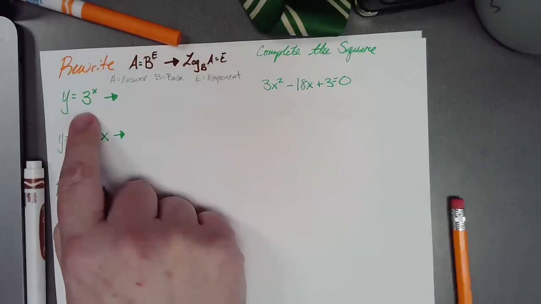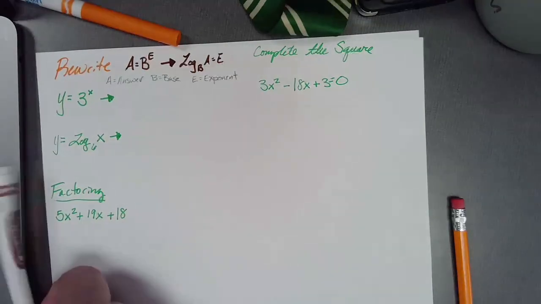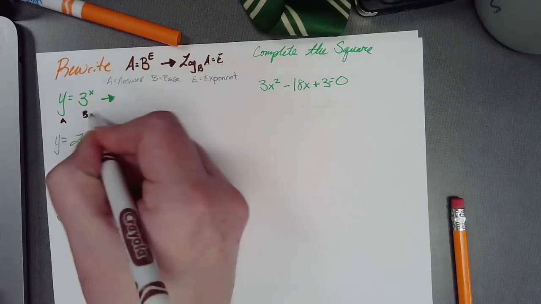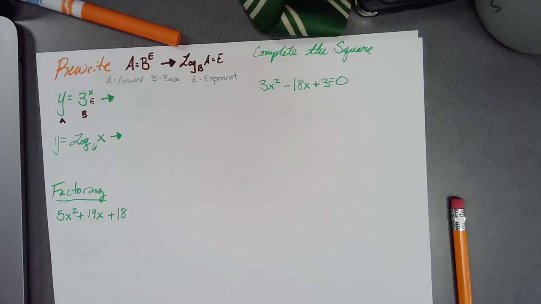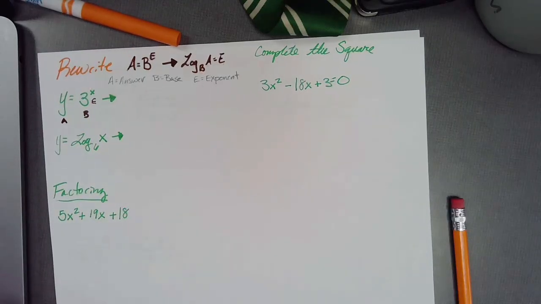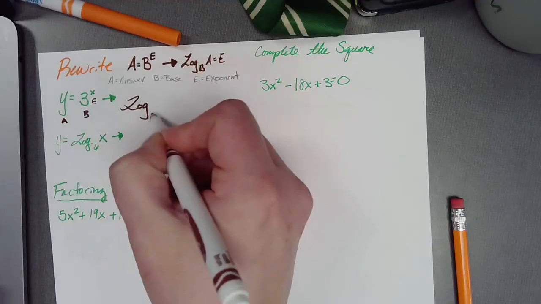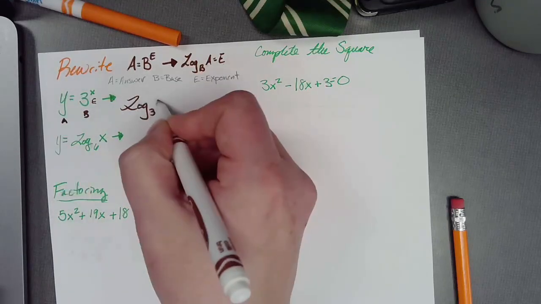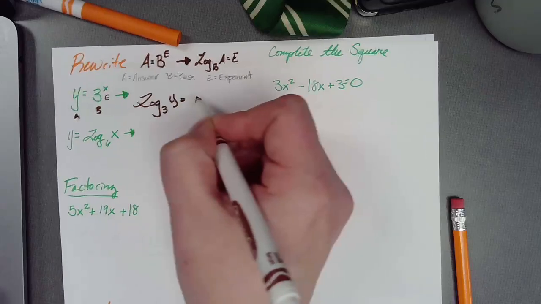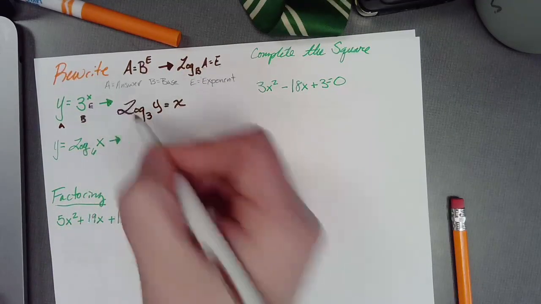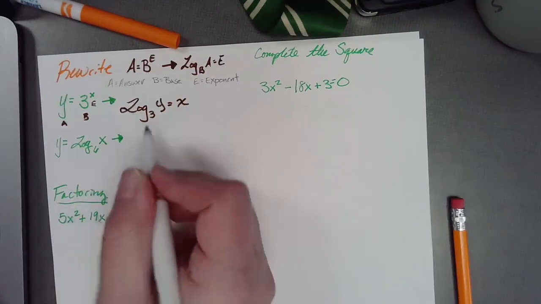So for example, in this particular case, my A would be Y, my base is the 3, and my exponent is the X. So if I want to rewrite that as a logarithm, it would become log, our base is 3, so log base 3, our answer is Y, equals X. And this is rewritten as a logarithm. That's an L.